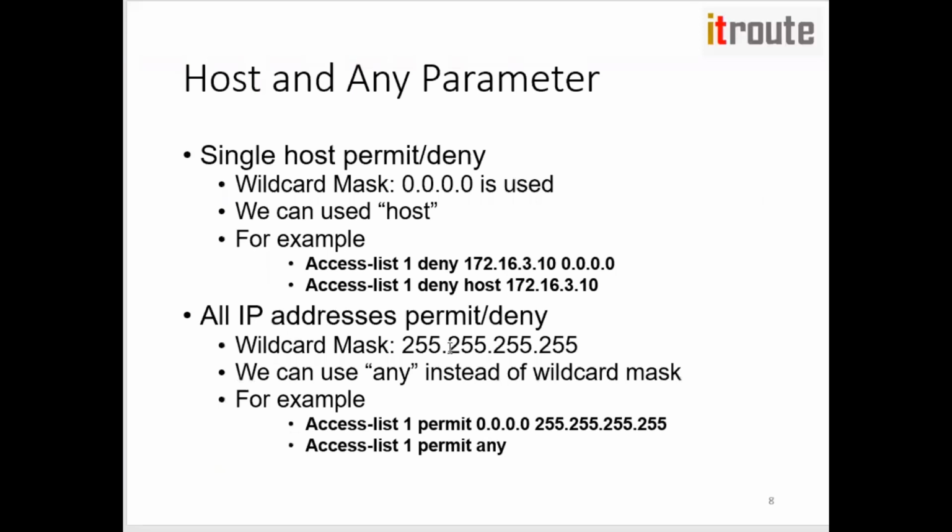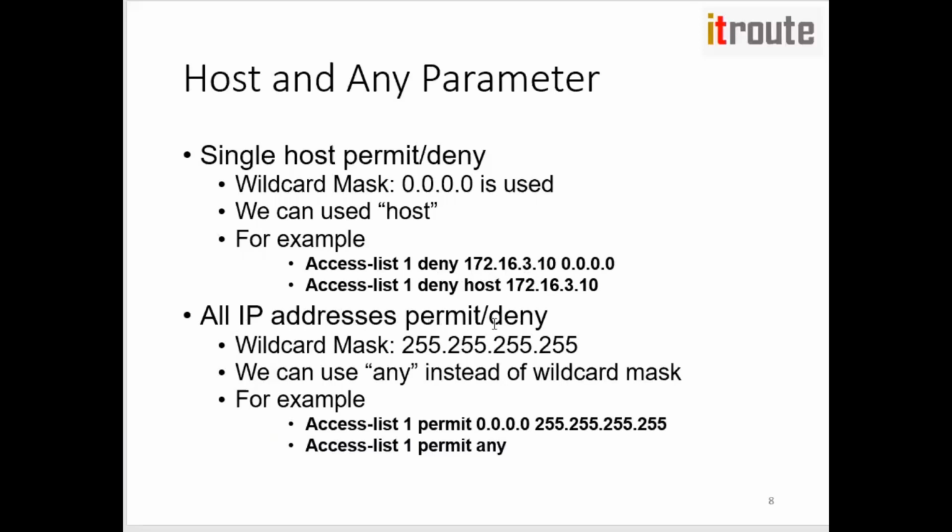Let's have a look at some more examples. Single host permit and deny. Wildcard mask 0.0.0.0 is used. We can use host, for example, access list 1 deny 172.16.3.10 and 0.0.0.0. This is the wildcard mask we put here. Instead of that, we can say access list 1 deny. Instead of the wildcard mask for a single host, we can simply put host and put 172.16.3.10 like that.